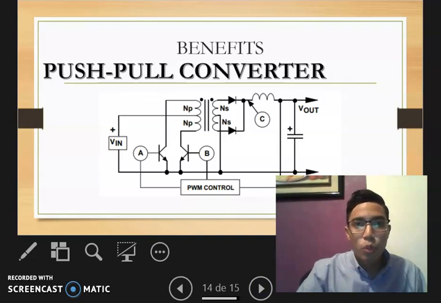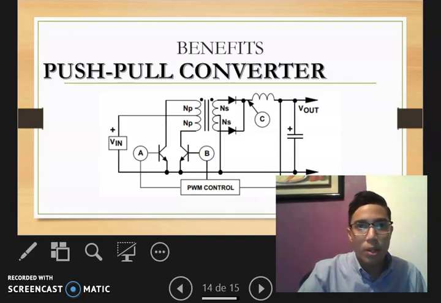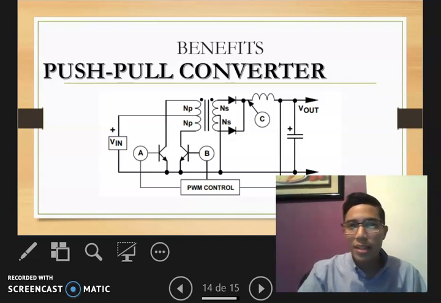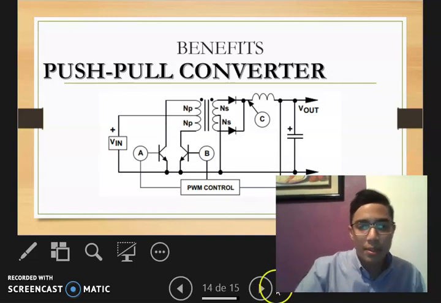Finally, the push-pull converter. The push-pull converter has a disadvantage compared to other topologies. This kind of regulator requires very good matching of the switching transistors to prevent unequal on time. This will result in saturation of the transformer core.